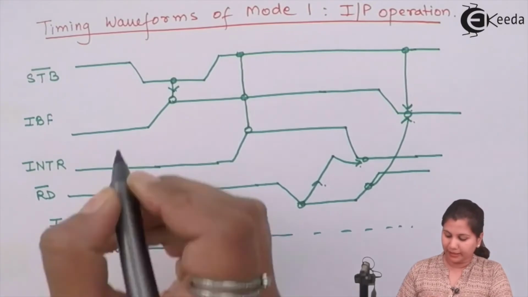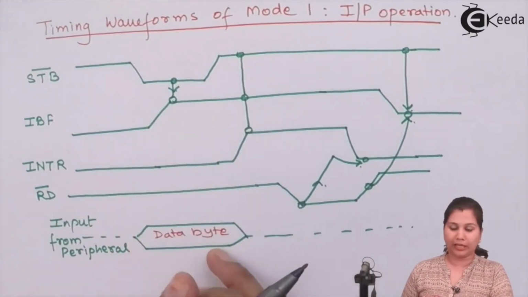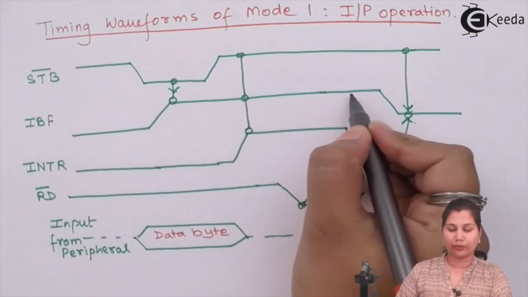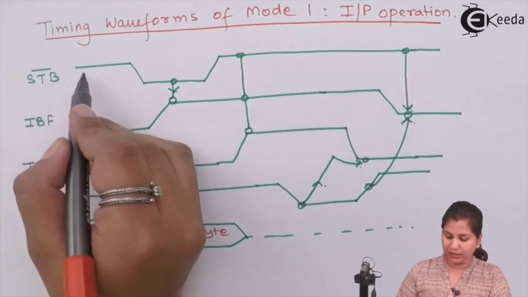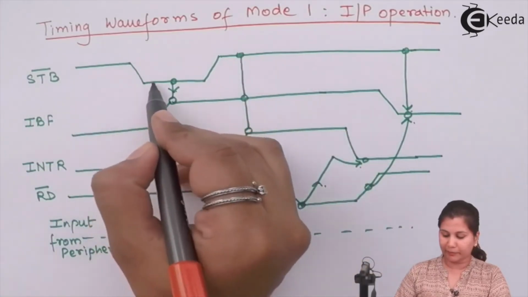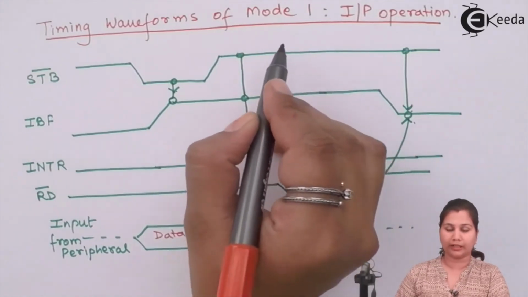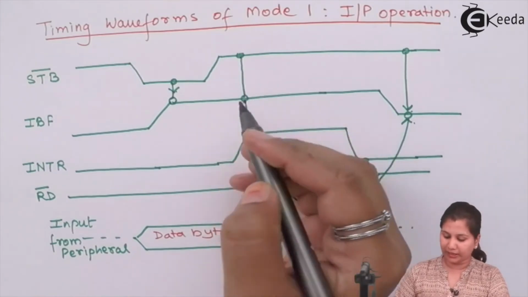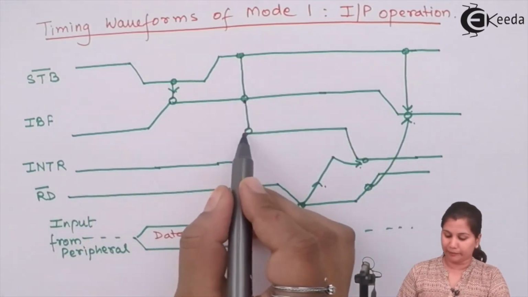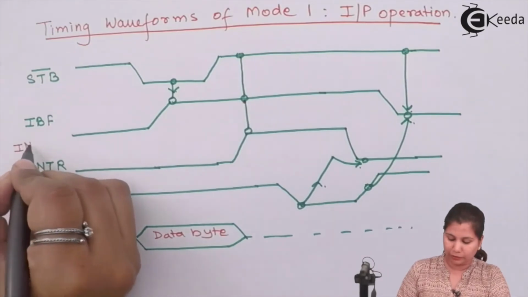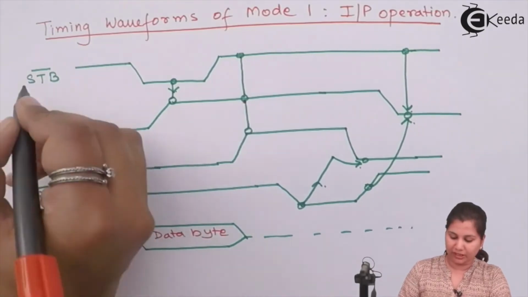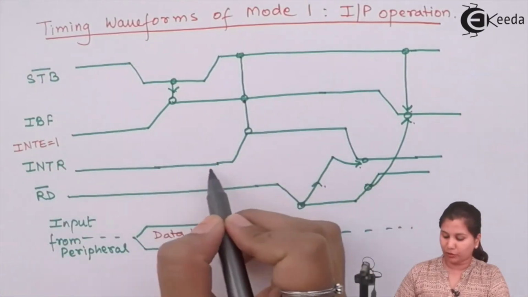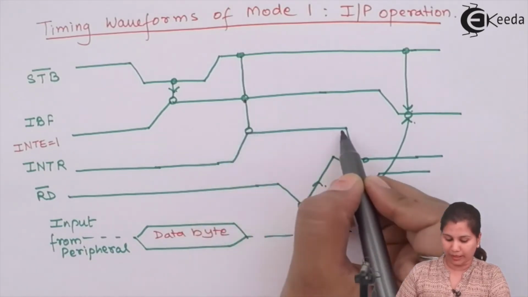Now this data byte, if it is available on the input latch, then this input buffer full IBF signal will go high. Once the data byte is transmitted, the strobe signal goes to the high position. So when strobe is high, input buffer full is high, and INTE also has to be high, then this interrupt request is generated. When all these three signals are high, the interrupt request goes from low to high.